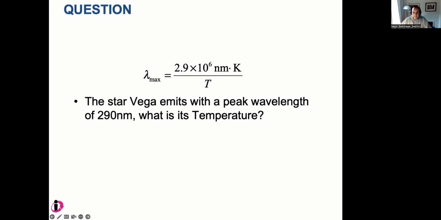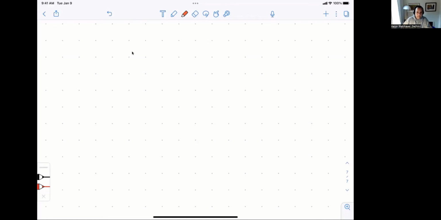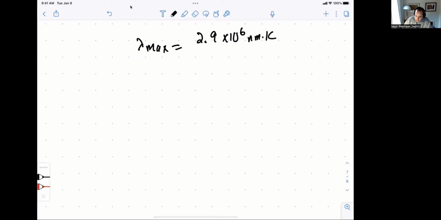So let's see if we can solve this problem. Let's see if I can share my whiteboard. There it is. Okay. So we know that lambda max equals 2.9 times 10 to the 6 nanometer kelvins divided by temperature. But here we're given the peak wavelength. Sorry, we're not given the temperature. We want to find out the temperature. And we're given the peak wavelength.